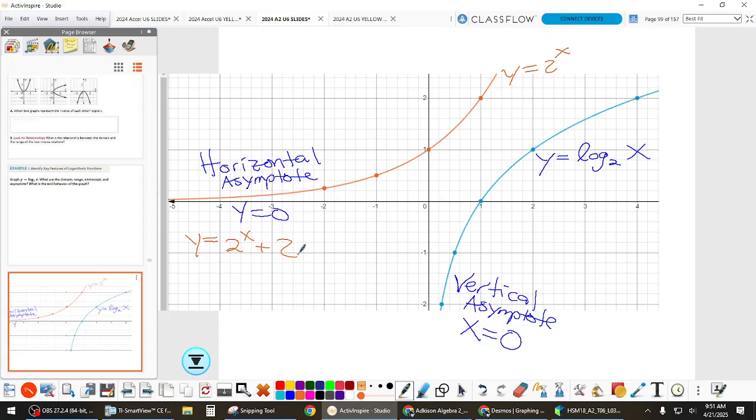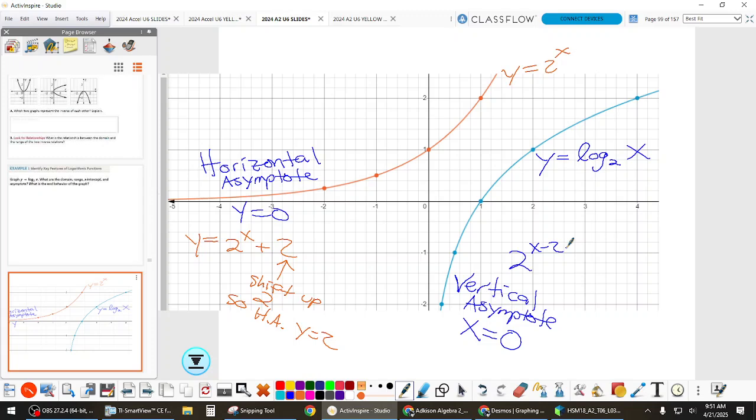How do you think we shift the vertical asymptote to 2? Let's say I want it over here at positive 2. Okay, over here. Say it again, sorry. 2 to the x minus 2. Like this? Yeah, you got it. You did.